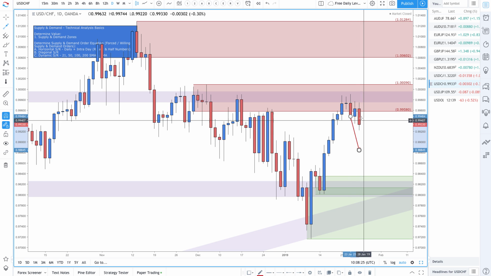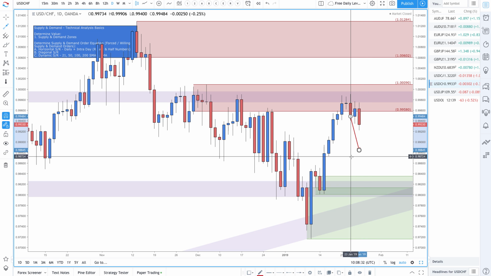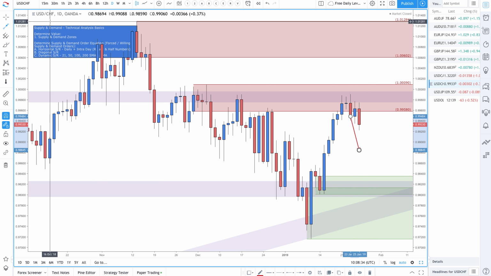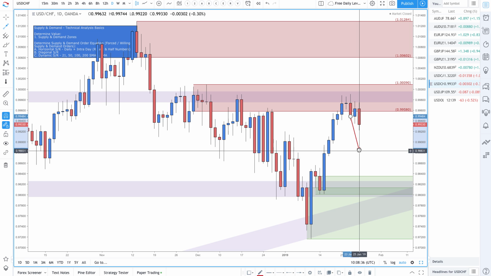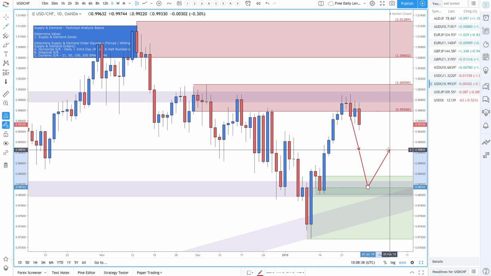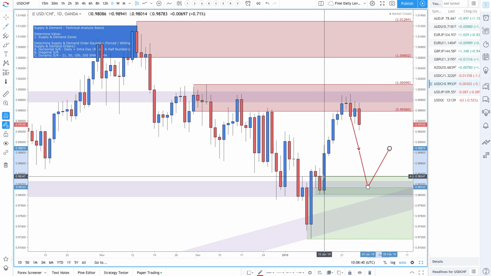And then obviously we're off to the races to the downside now. Again, we don't know what's going to happen this week. Wait for the news. If you are looking to buy the dollar, look for some dollar strength. Either you're going to be waiting for price to come all the way down here before looking to buy, and I do like this level.